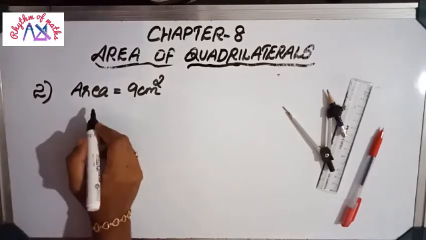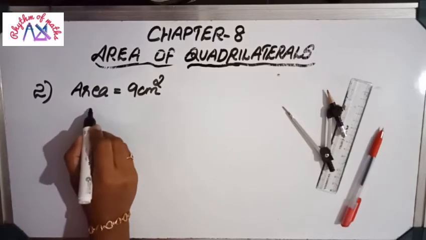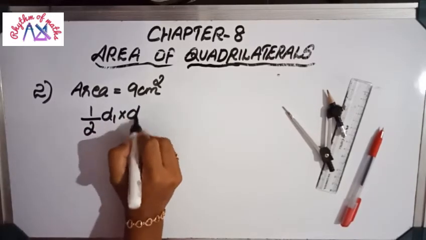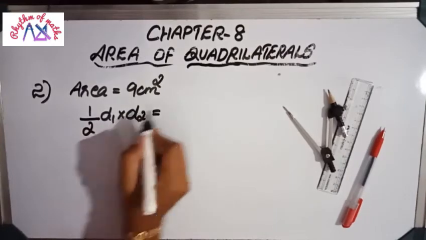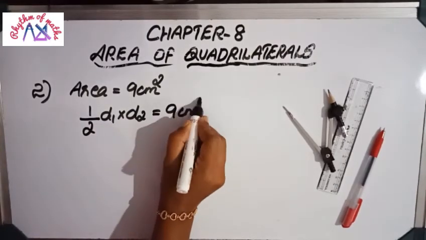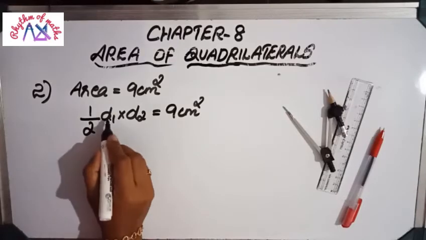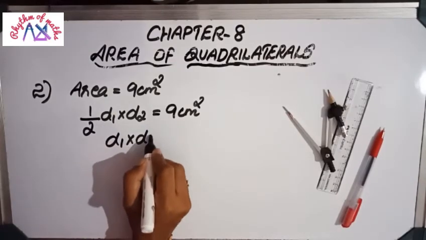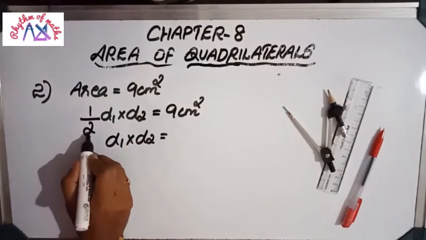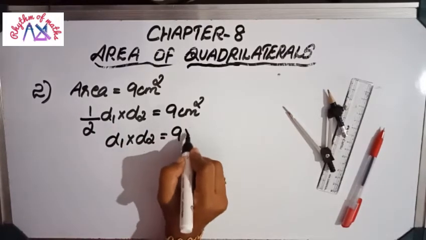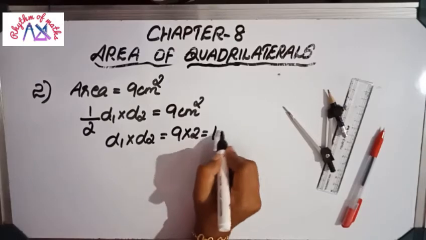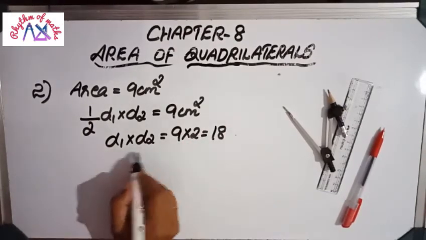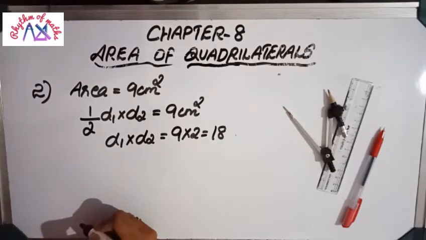So for the non-square rhombus, what is the equation? Area equals half into d1 into d2. This area must be 9 square centimeters. Now we need to find d1 and d2. For that, d1 into d2 equals, take this 2 to this side, so 9 twos are 18. So the product of the diagonals will be 18.